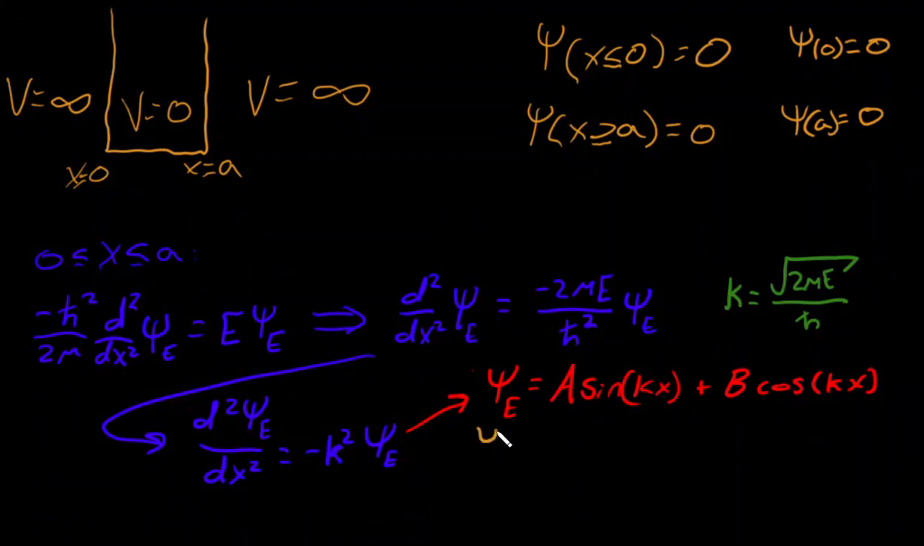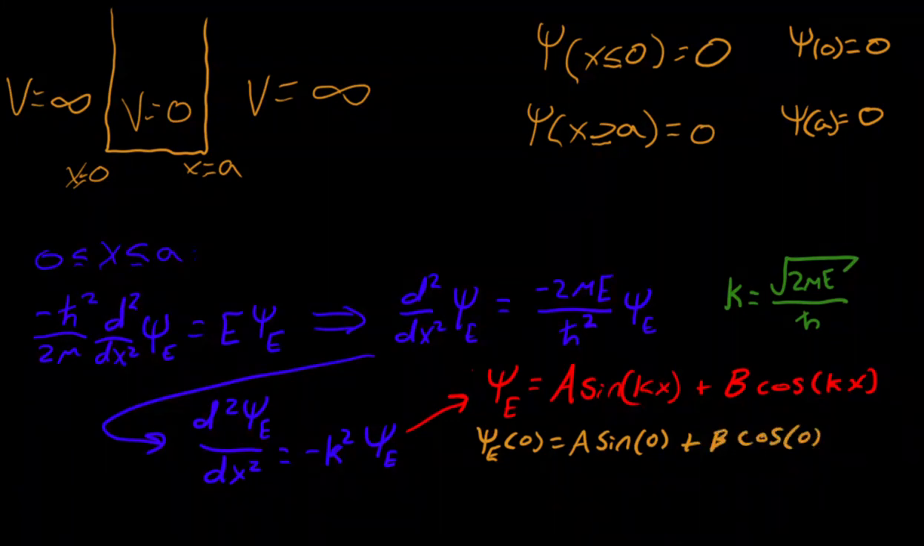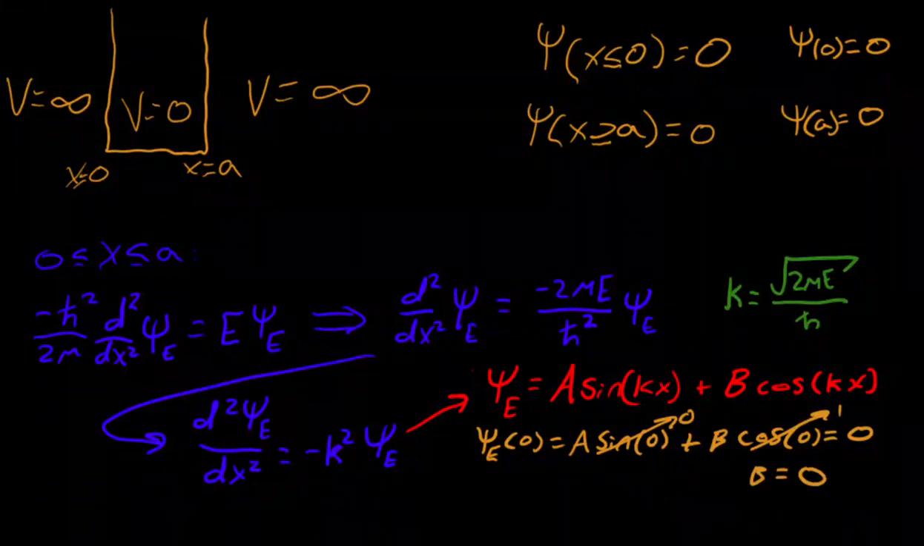Psi e of 0 has to equal 0. But psi e of 0 is A times the sine of 0 plus B times the cosine of 0, because k times 0 is 0. This has to equal 0. Now, A sine of 0 is 0, so we're left with B cosine of 0. Cosine of 0 is 1, so we are left with the equation B equals 0.